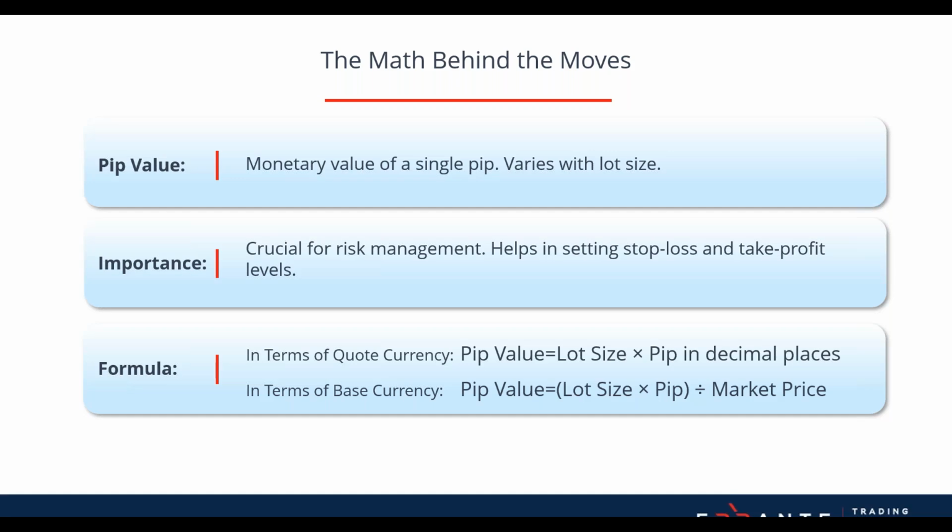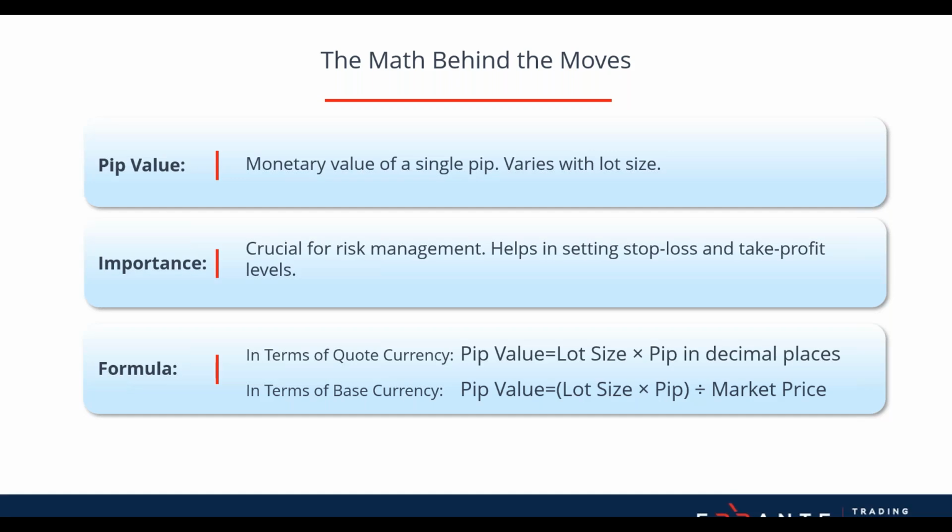But what if USD isn't the quote currency? Then you would multiply the usual pip value by the current exchange rate to get the pip value in the base currency. For instance, in EUR/JPY, the pip value in terms of JPY would be 0.01 times the lot size, and then converted to euro using the EUR/JPY exchange rate.